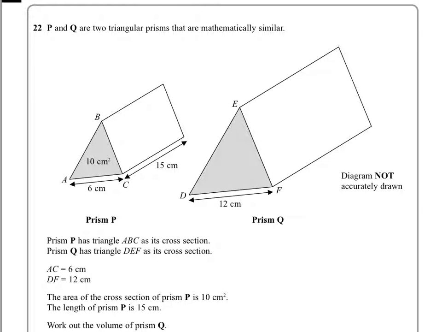In question 22 we've got two triangular prisms and we're told that they're mathematically similar, and that's really important because what it tells us is that their lengths are in proportion. So whatever the ratio is of that length to that length will be exactly the same ratio of that length to that length. So straight away we can see that if this is 6 and that equates to 12, so it doubles. So if this is 15, we straight away know that will be 30.